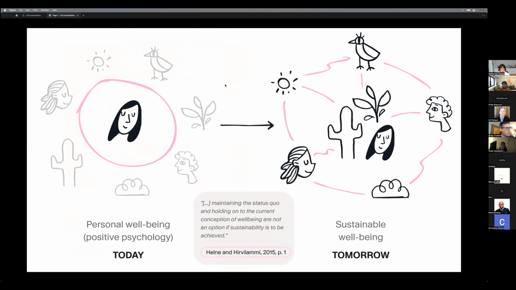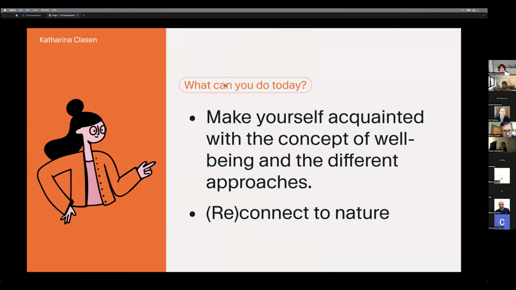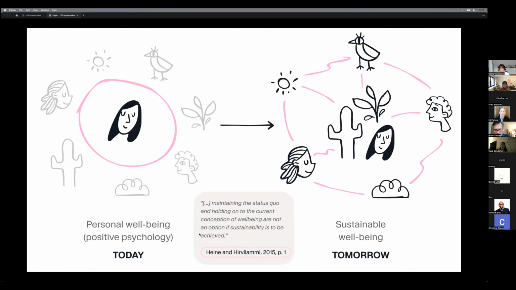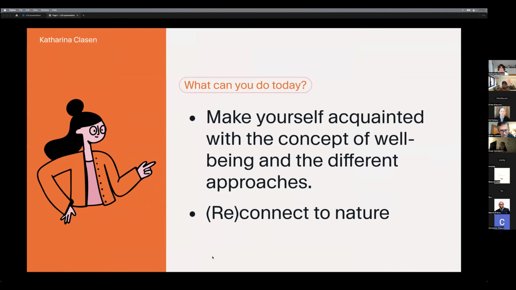That's what I believe, and what I think will be of huge value for us when it comes to transition to life-centered design. And if you want to do so as well, I think it's good to make yourself acquainted with the concept of well-being in general and also the different approaches. The two authors I was quoting here, Helne and Hirvilammi, I think Tuula Helne and Tuuli Hirvilammi. I'm probably pronouncing them all wrong. I'm very, very sorry, but they write a lot about this topic. So this could be a great place to start if you are interested as well.